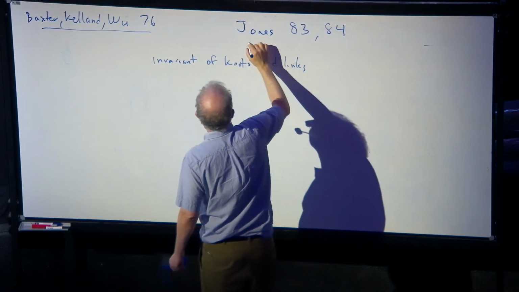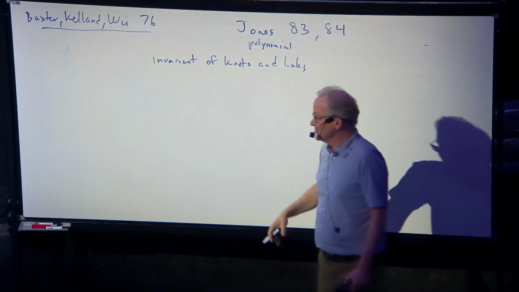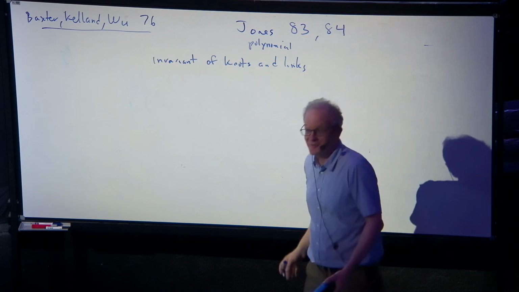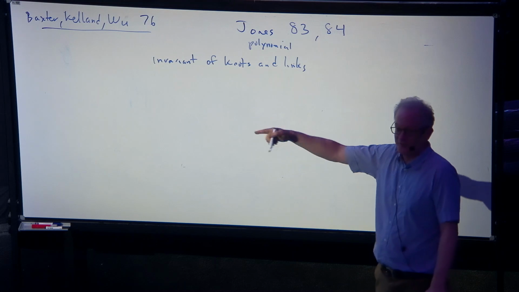So the Temperley-Lieb algebra is the underlying thing. Again, this is going to take me far afield. Ask me in the questions if you want to hear a little more. But you get the Jones polynomial from this Temperley-Lieb algebra.